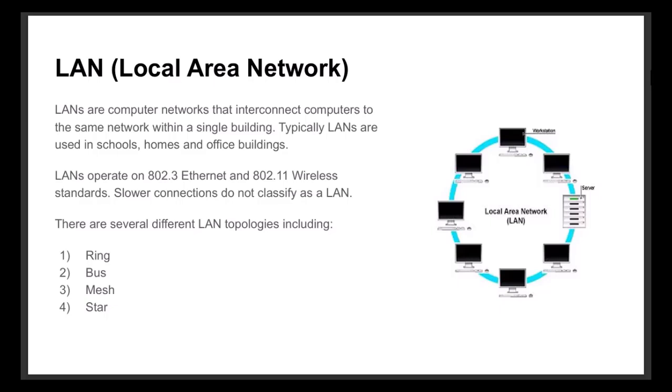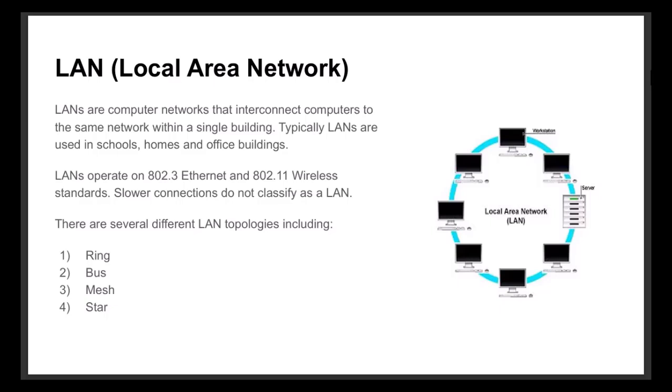A local area network can operate either with a wired Ethernet or a wireless network connection. Our Ethernet networks are standardized through IEEE 802.3 Ethernet cabling. With wireless networks, we follow the 802.11 wireless standards.